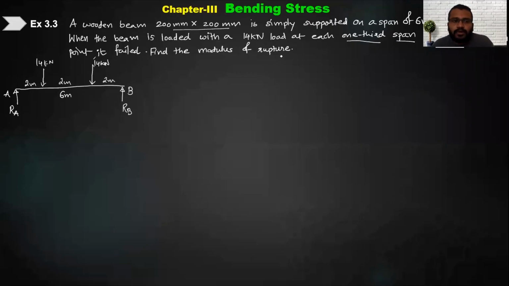Understood? So now that instead of giving diagram, they will give you description and according to that you have to draw. But when this load was given, the beam failed. लिखा है कि यहाँ पे beam failed हो गया. Beam क्या हुआ? Fail हो गया. So they are asking you to find out what is the modulus of rupture. Now what is my modulus?